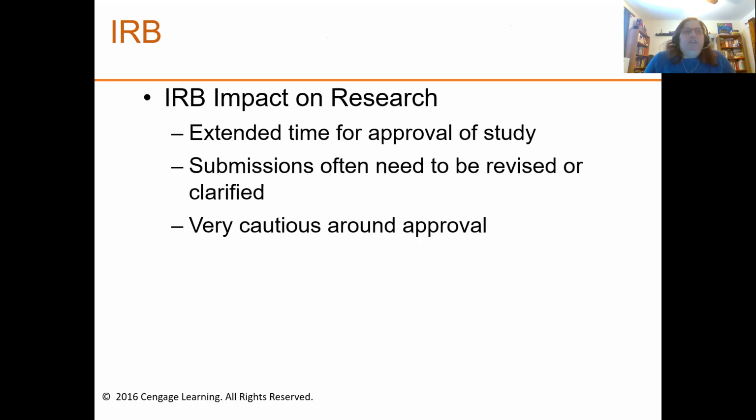What's the IRB's impact on research? Well, sometimes we have an extended time for approval of a study. Submissions often need to be revised or clarified, and they can be very cautious around approval. I was sharing before that IRBs tend to be very cautious around asking people about suicidality, fearful that it might cause people to become suicidal, and that does not seem to be the case, at least in most circumstances that we might consider. So we have to show the research and be informative if we're looking to study something that's considered a little more risky.